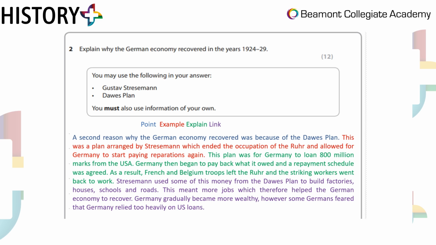I'm then going to link it back to the question. Stresemann used some of this money from the Dawes Plan to build factories, houses, schools and roads. This meant more jobs, which therefore helped the German economy to recover. Germany gradually became more wealthy. However, some Germans feared that Germany relied too heavily on US loans. So again, for the very best marks, we're linking it to the question, but we'll put in why actually, even though there was economic recovery, some people in Germany were still unhappy.